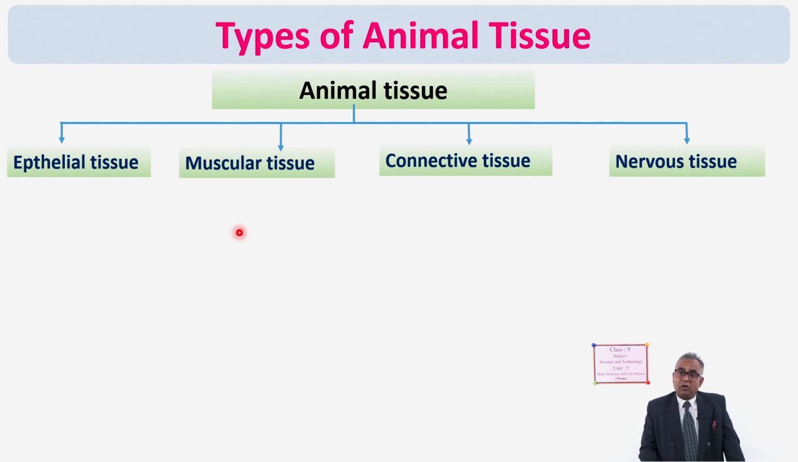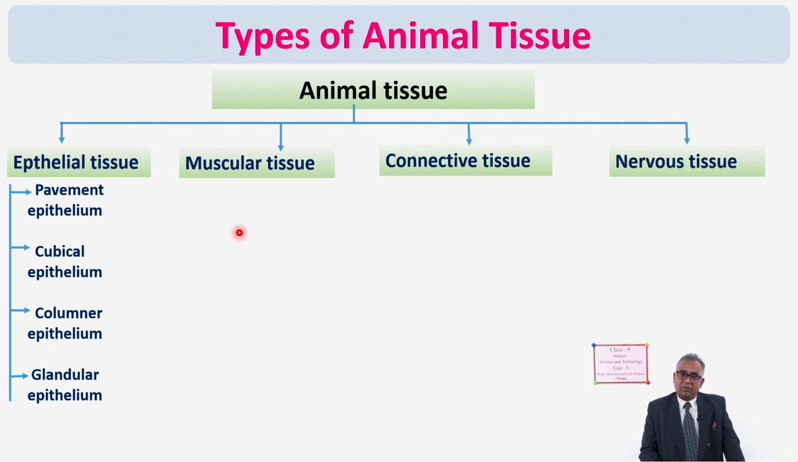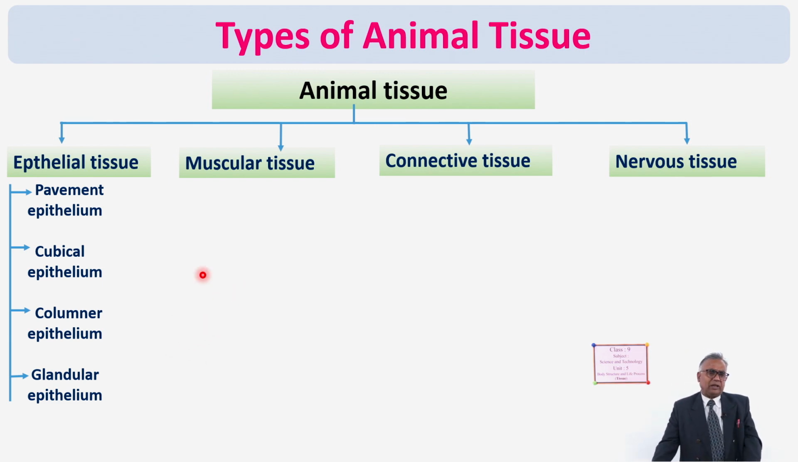Epithelial tissue is further divided into different types. Look, there are four types: pavement epithelium, cubical epithelium, columnar epithelium, and glandular epithelium. Only they are the main ones. You may have heard about ciliated epithelium and reproductive epithelium. So there are some other names also, and some more types, but the main ones are four: pavement, cubical, columnar, and glandular.